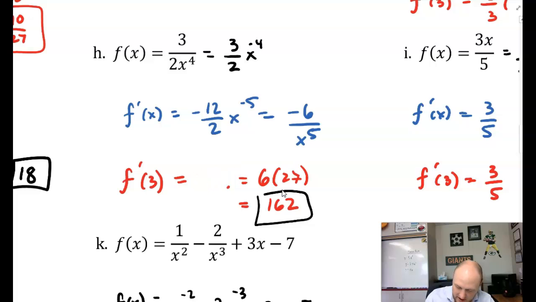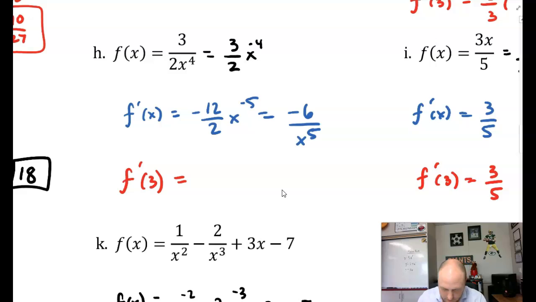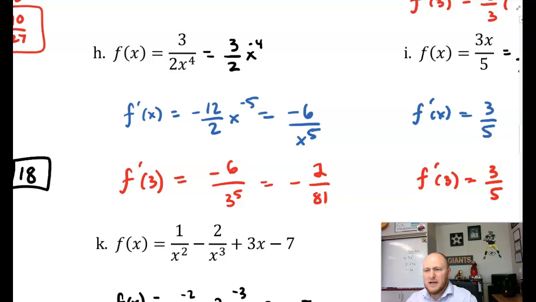And if we plug in 3, I believe by this time I've added an error note to the problem, but it would be negative 6 over 3 to the 5th, which gives you negative 2 over 81. Yep, 2 over 81. So my apologies on that.